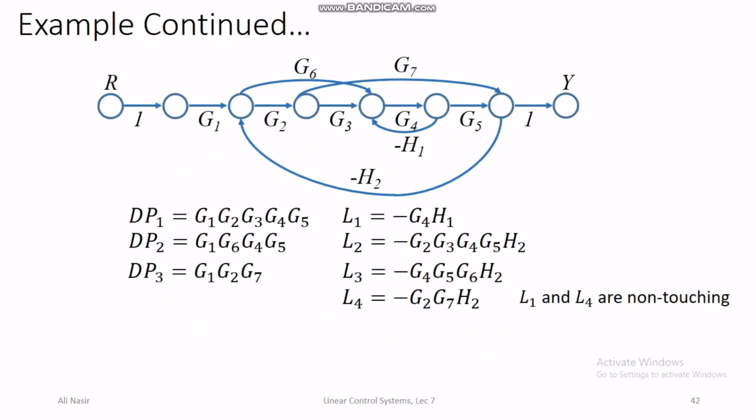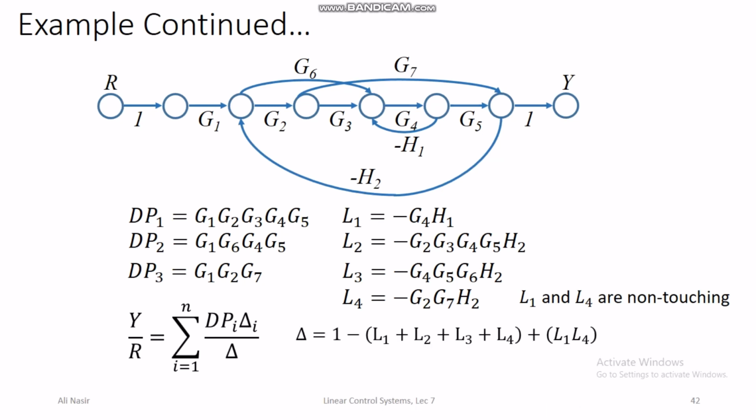So what we do is that we have just one pair of non-touching loops and all other loops are touching. So we have Mason's rule, and we apply Mason's rule on this example, and we see that delta will be 1 minus the sum of all loop gains plus gain products of non-touching pairs of loops. We only have one pair of non-touching loops, so in the summation of gain products of pairs of non-touching loops, there is only one term, which is L1 multiplied by L4. So this is delta for you in this example, and then delta 1 and delta 2.